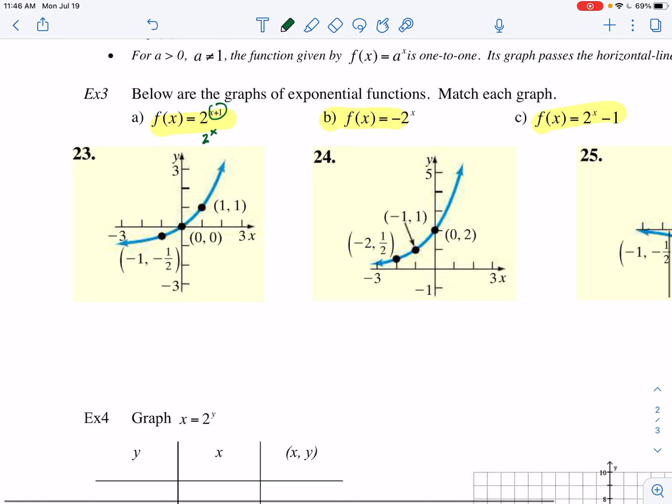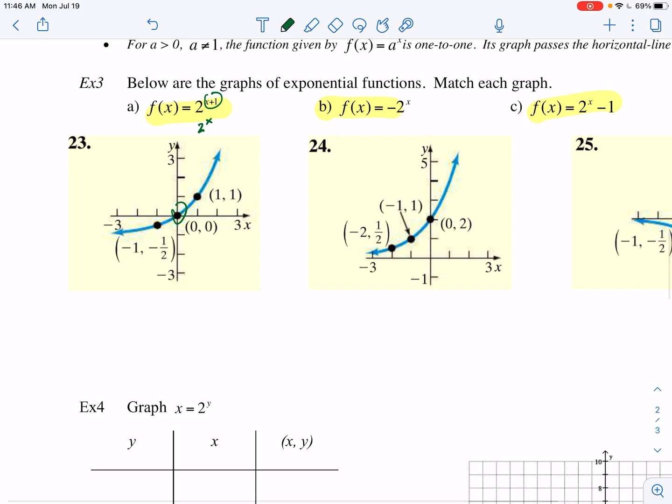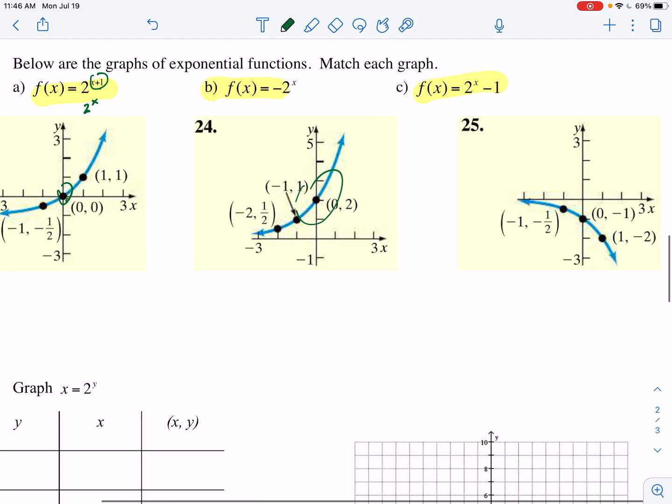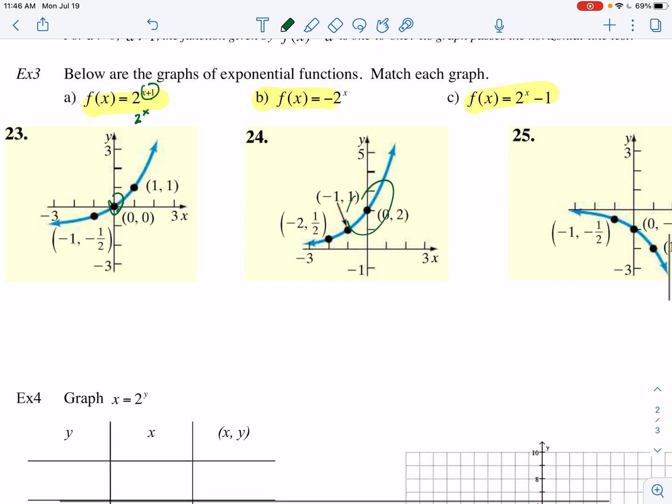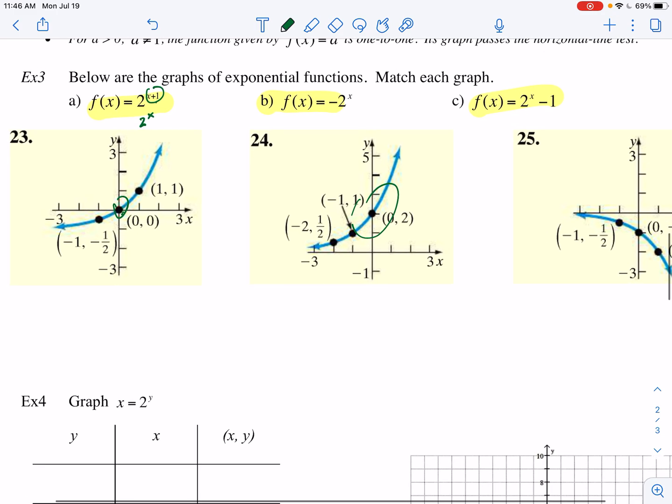One way you can match these is to plug in the points, right? Let's say this one has (0, 0). So let's plug in x equals 0 for this one, and we're going to get 2. Well, that's wrong. So it has to be this one here, right? When x is 0, we're going to get 2 for this one. So that's got to be A right there. That's one way to match these functions to the graphs.